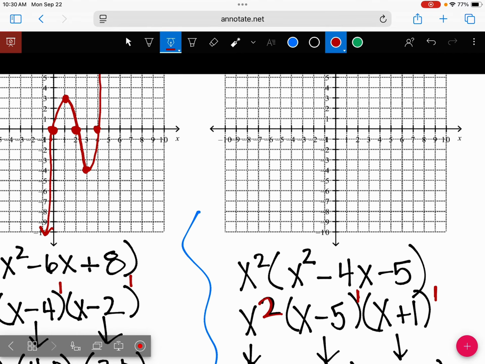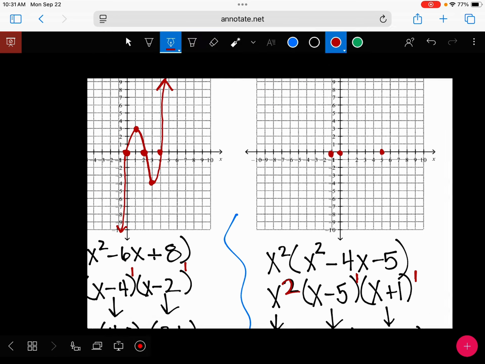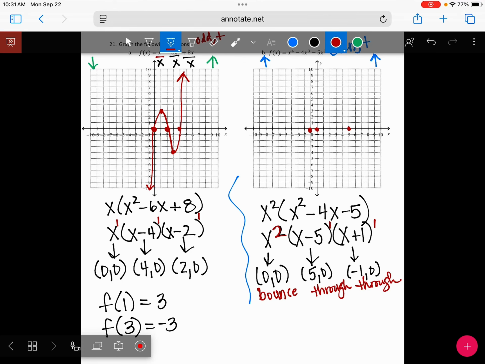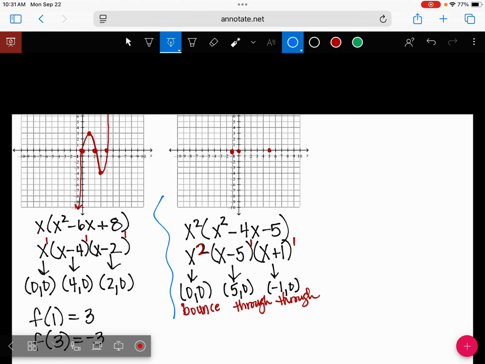So I have a point at (-1, 0), (0, 0), and (5, 0). And unfortunately, both of our midpoints are decimals, but that's okay. We can do that. Let me go ahead and go to the right.